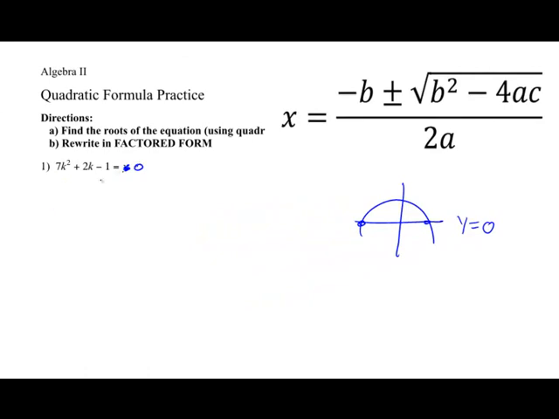So what I want to do to begin with is just write down what my A, B, and C values are. So my A value equals 7, my B value equals 2, and my C value equals -1. Don't forget to pay attention to your signs. That's really where people kind of mess up. So your sign always sits in front of the number: +7, +2, -1.